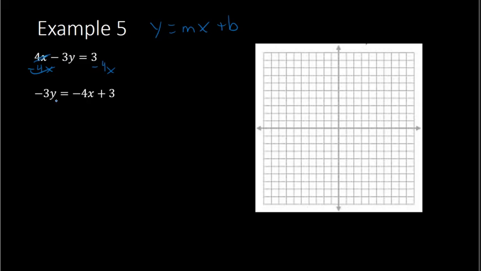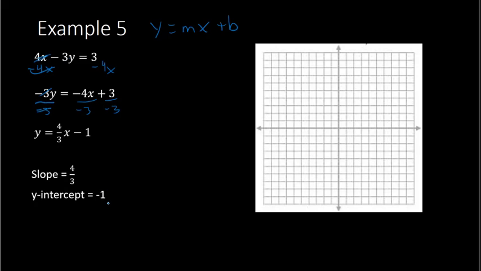And then from here, we need to get rid of this negative 3 that is with the y. And to do that, we do the inverse of multiplying, which is dividing. So I divide everything by negative 3. I now have positive y on the left, and then on the right we have positive 4 over 3x, and then 3 divided by negative 3 is negative 1. So now it's in the correct format, where m is going to be the 4 over 3, and that's your slope. Then b, or your y-intercept, is this minus 1.